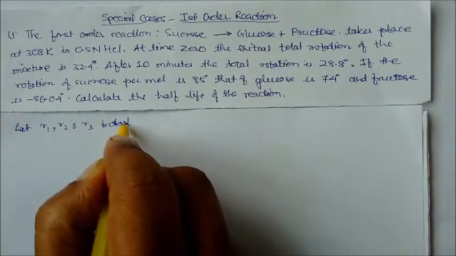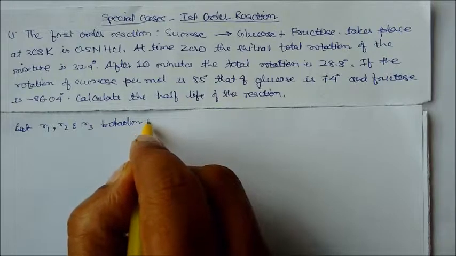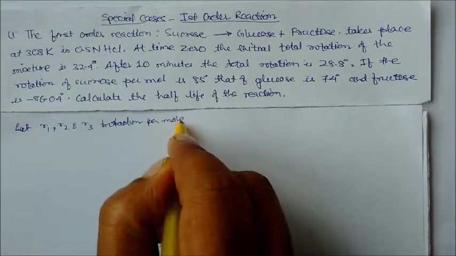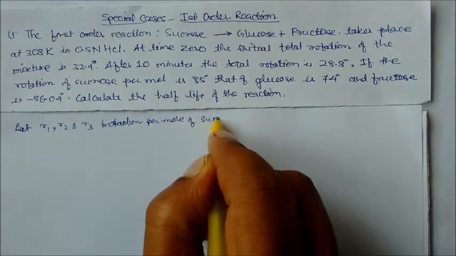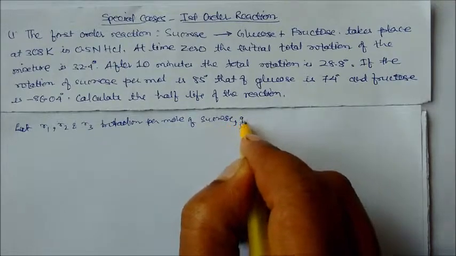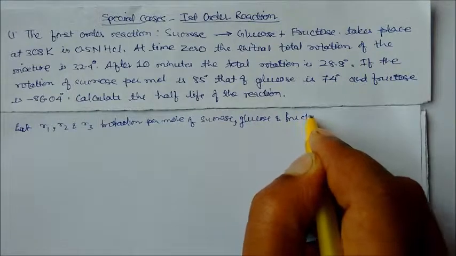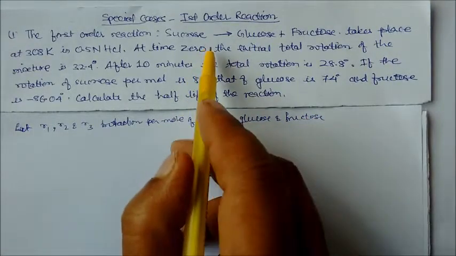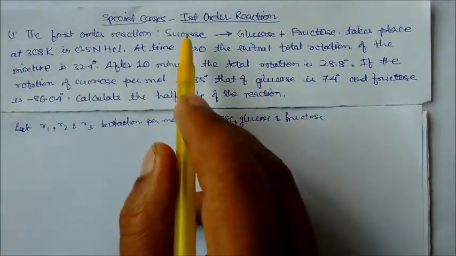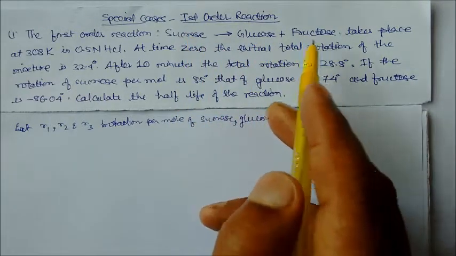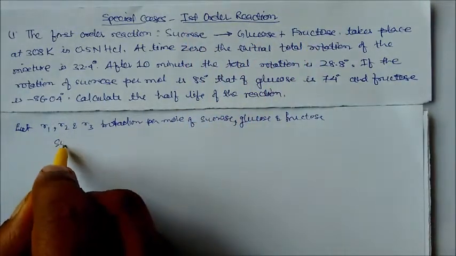We can write here rotation per mole of sucrose, glucose and fructose respectively, because this is given here. Sucrose is converted into glucose plus fructose, so this will be some R1, this will be R2 plus this will be R3. So we can write this equation like this.